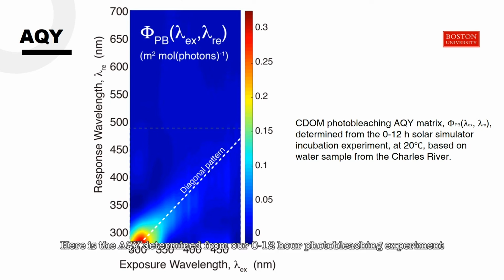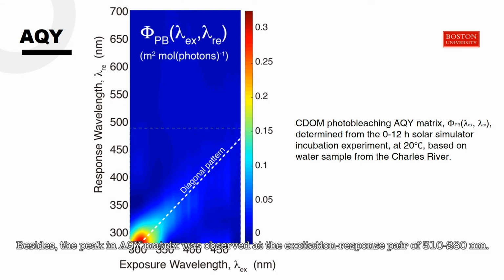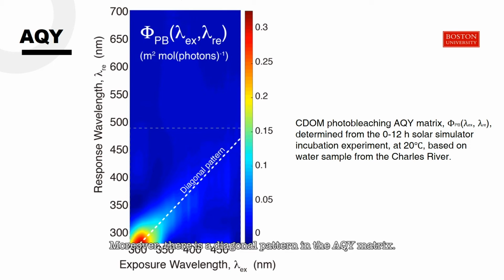Here is an AQY determined from our 0 to 12 hour photobleaching experiment conducted at 20 degrees. We can find that high energetic UV photons are more efficient than less energetic visible photons in activating CDOM photobleaching. Besides, the peak in the AQY matrix was observed at the excitation-response pair of 310 to 180 nanometers. Moreover, there is a diagonal pattern in the AQY matrix. It indicates that photobleaching is the most efficient near the wavelength of exposure.